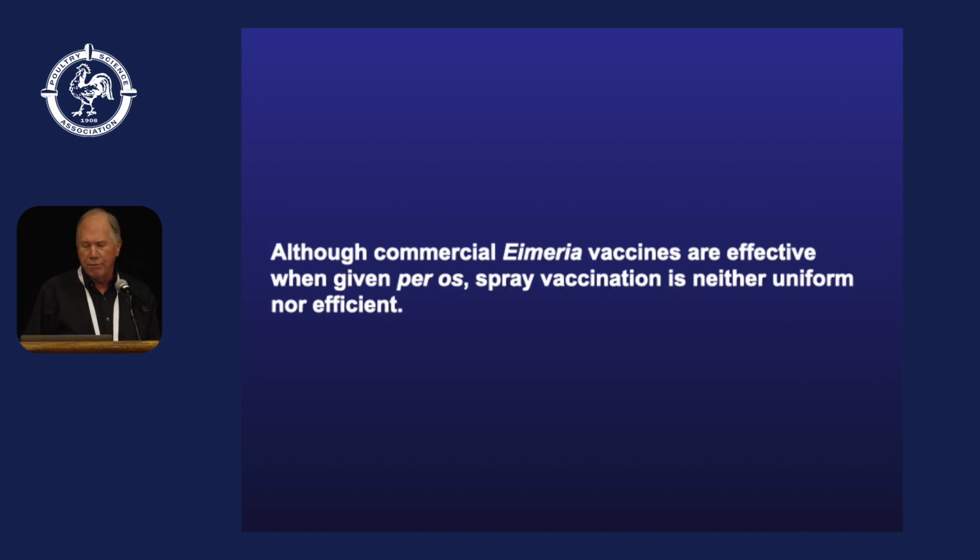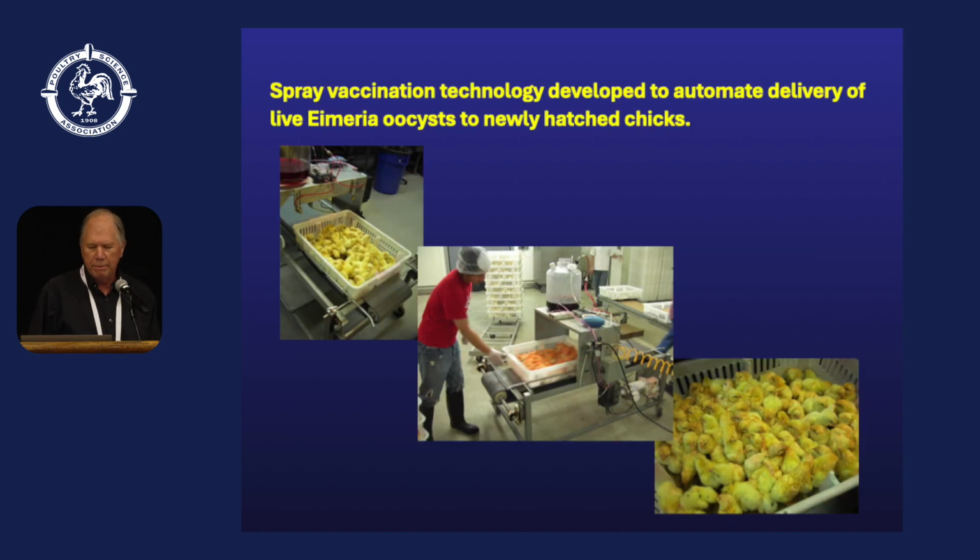Although commercial Eimeria vaccines are effective, and I will be the last to argue against that when given per os, orally, in our opinion, in our research, spray vaccination is neither uniform nor efficient. And basically, you've seen this slide where a tray of 100 chicks is passed through a vaccinator spray, and they're sprayed with a red dye that's either aqueous or gel. And the concept is that these chicks will preen themselves or each other and thereby ingest oocysts.